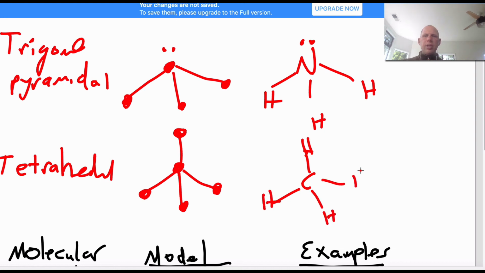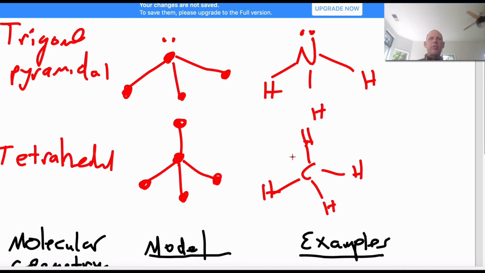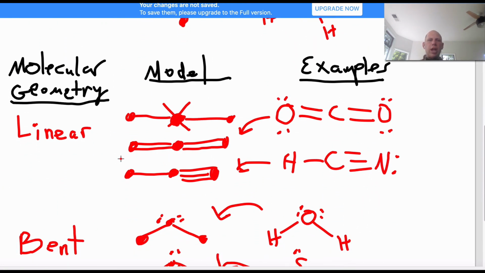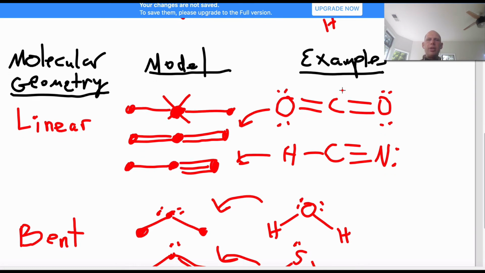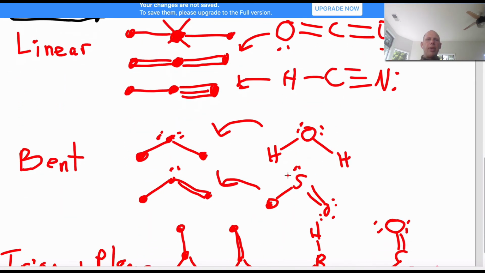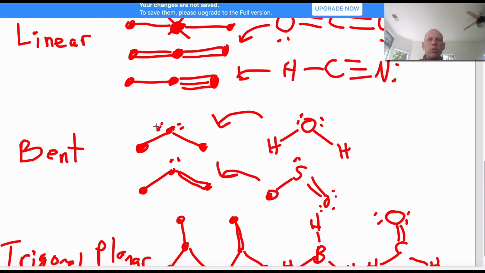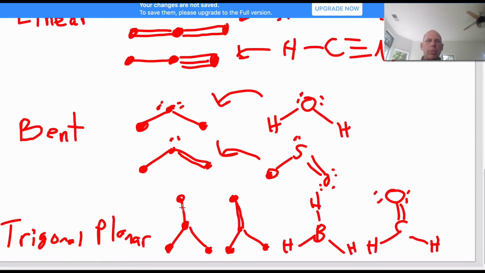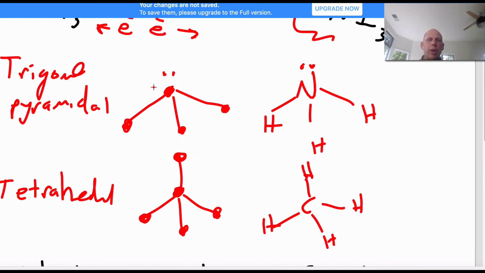Okay. Now, in addition to the shapes, let's remind ourselves, we have linear, that's a shape with two things on each side, but no lone pair on the central atom, CO2 and HCN as an example. Bent, that's with either two lone pairs on the top or one lone pair and two things on each side. H2O and sulfur dioxide is an example. Trigonal planar, three things, no lone pairs. And here's an example of each of these. Pyramidal is when you have three things but with that lone pair on top. We saw that with the NI3 and the NH3. And then tetrahedral here.